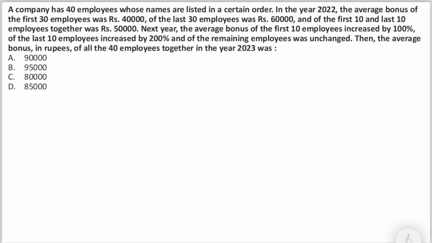Alright, so this is the next question from CAT 24, the second slot. A company has 40 employees whose names are listed in a certain order. Okay, so 40 employees, 1, 2, 3, like that, 40.